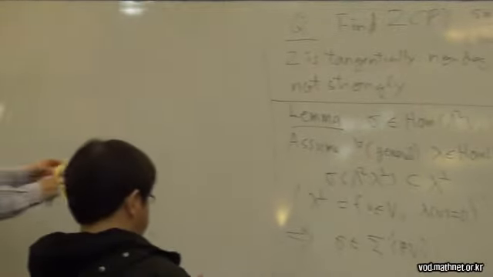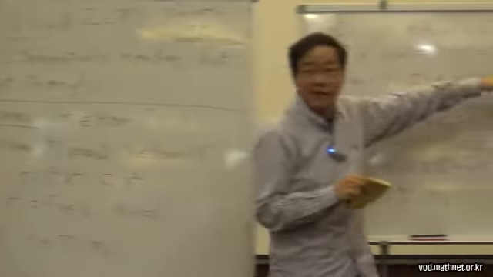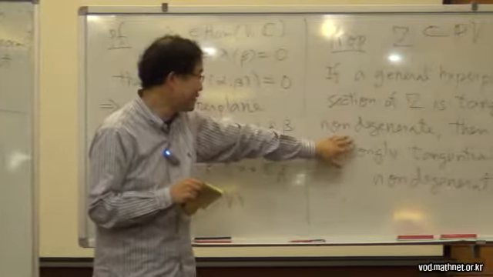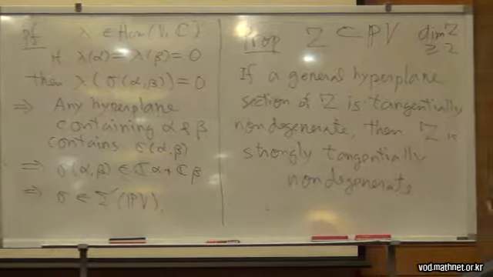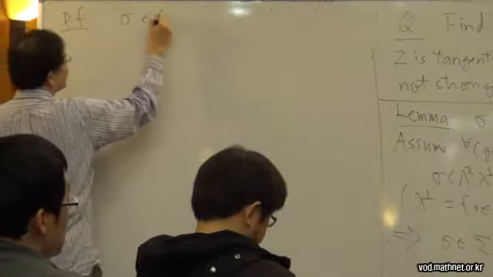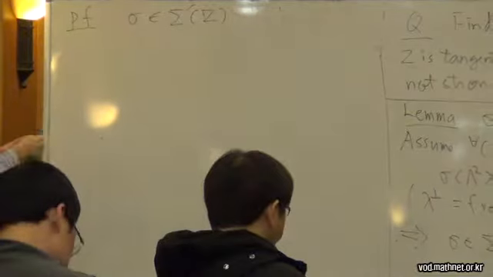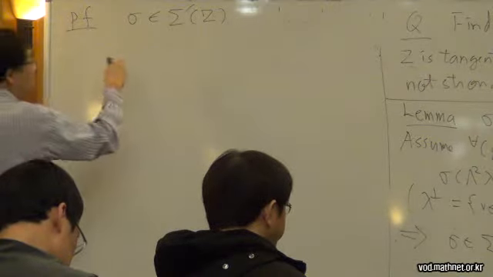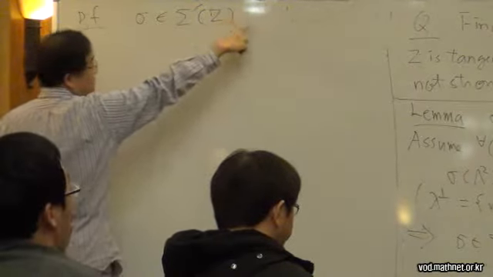So let's give a proof of this proposition, because this is, for me, the only way to show strong tangential non-degeneracy so far. So let's prove it. Suppose you are given sigma in here. We would like to show that this belongs to sigma prime of p-brid.